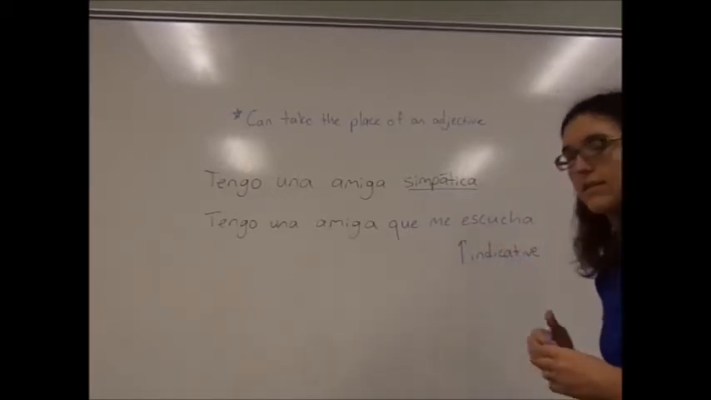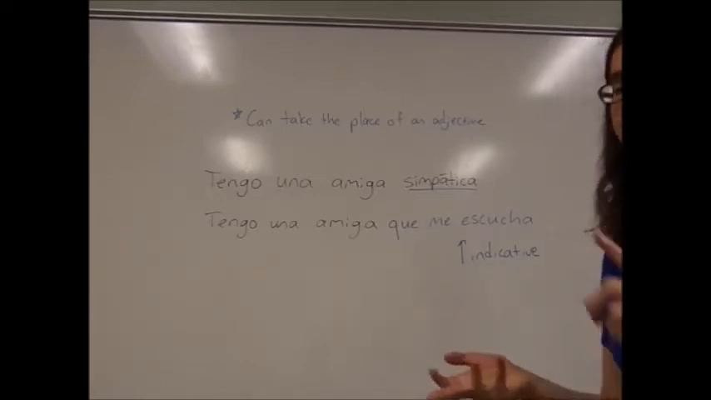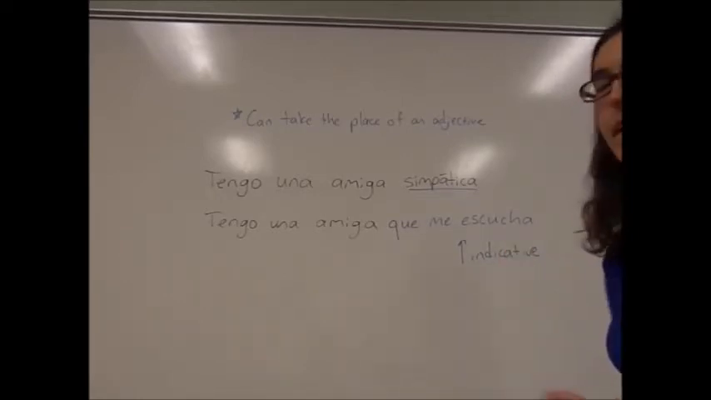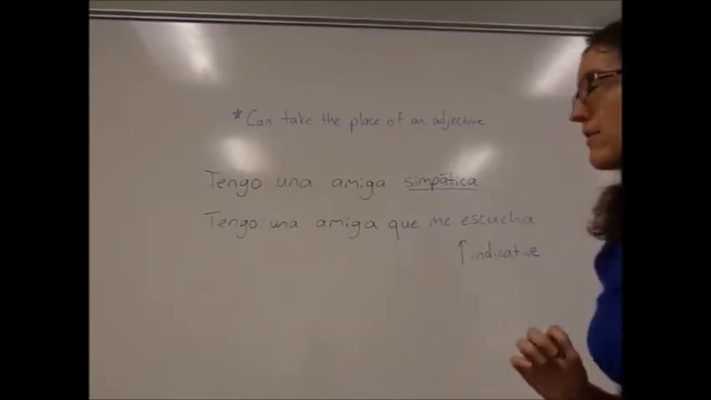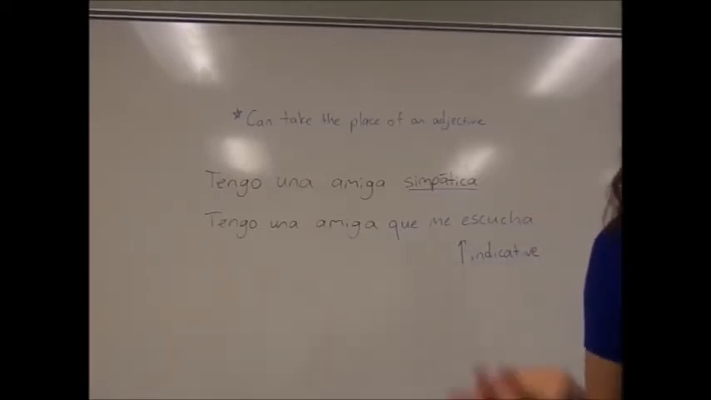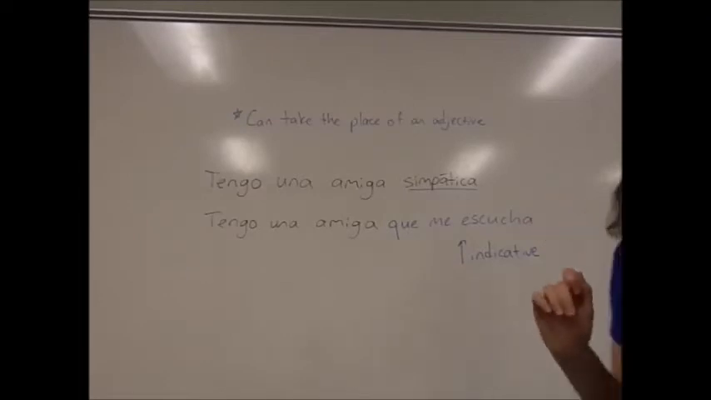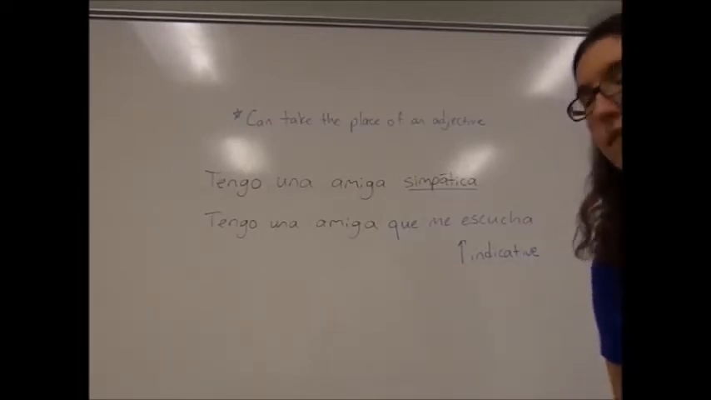The indicative is the word that we use when we're talking about present tense, imperfect tense, present progressive tense. All those tenses that you learned in Spanish 1 and Spanish 2, and at the beginning of Spanish 3. So sometimes we can have adjective clauses that have verbs that are in the indicative, but we can also have adjective clauses where the verbs are in the subjunctive.